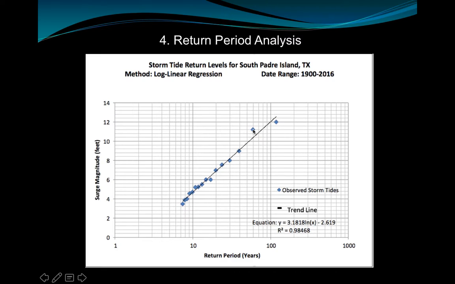This is the actual plot for the 1933 storm surge event, and so on and so forth. We plot out all of these blue diamonds, and the black line here is the line of best fit, or the regression line. We get a pretty good fit here. The R-square is about 0.98.